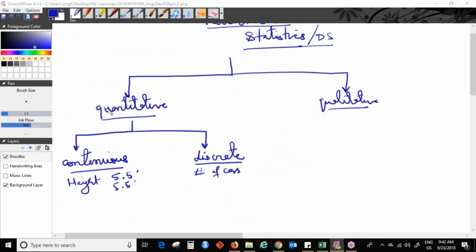But discrete means it cannot take decimal values. For example, number of children, number of dependents a person has. Nobody can have 1.5 children or 2.5 children. They can have one child, two children, or three children. So those will come under discrete. Similarly, the ratings that you give to an app are also discrete because you can only give a 1, 2, 3, 4 or 5 rating. You cannot give a rating in decimal numbers.